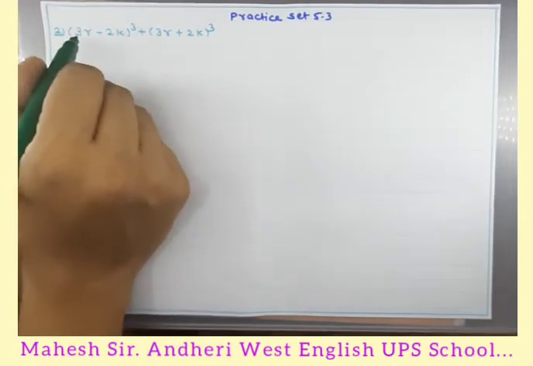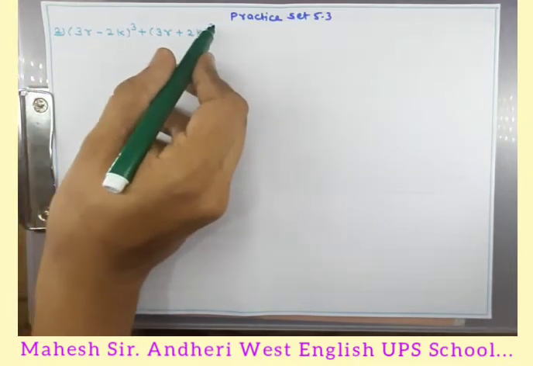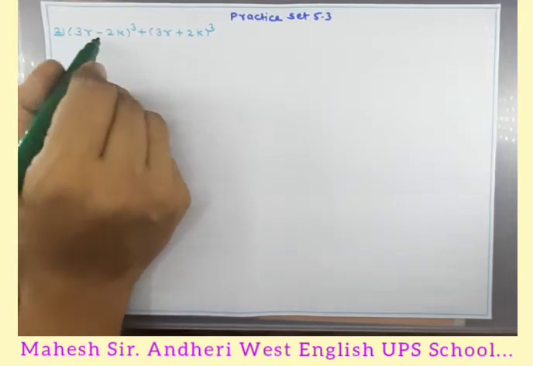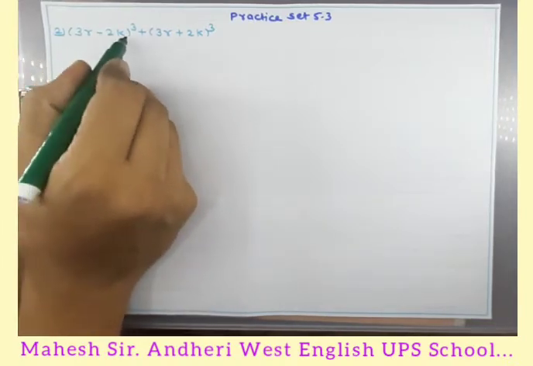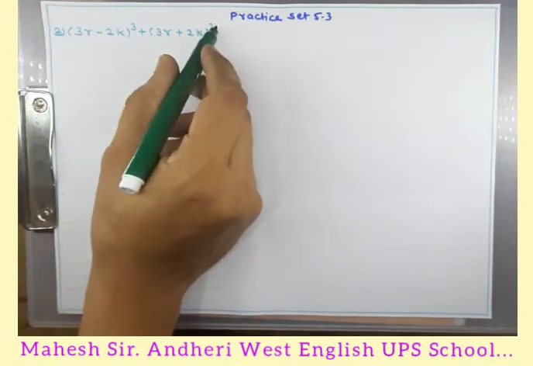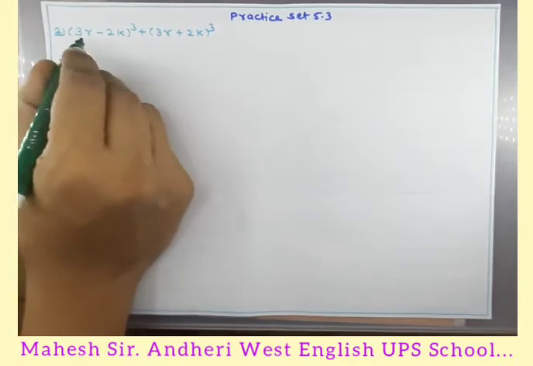The sum is (3r minus 2k) whole cube plus (3r plus 2k) whole cube, and we have to simplify this. There are two parts. In the first bracket we will use the formula (a minus b) whole cube, and in the second we will use the formula (a plus b) whole cube. You know the formula, so I am not writing that. I will solve for this.